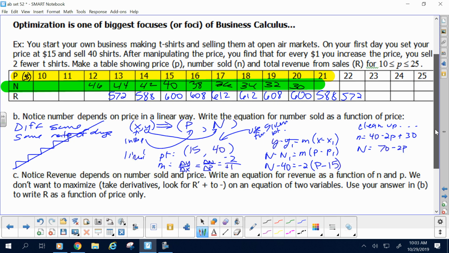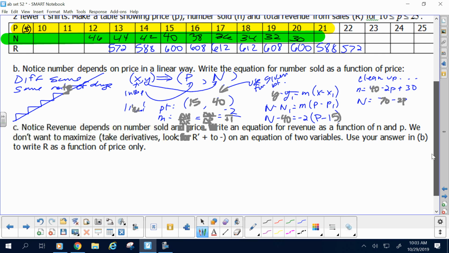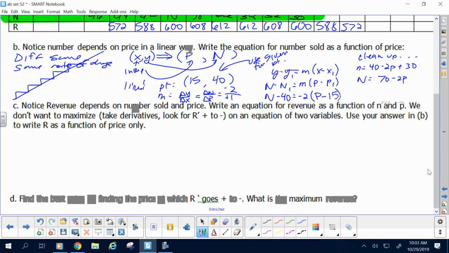Now, the obvious question is, why do we do that? With this optimization thing, what are we trying to optimize? We're trying to maximize revenue, optimize revenue, max revenue.